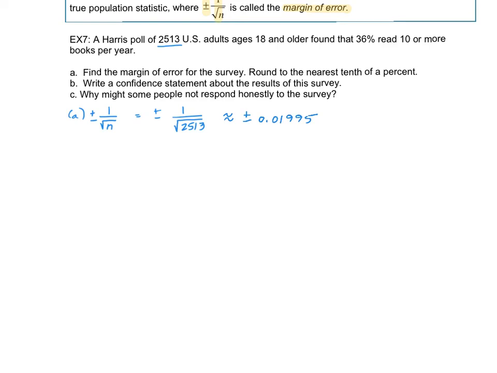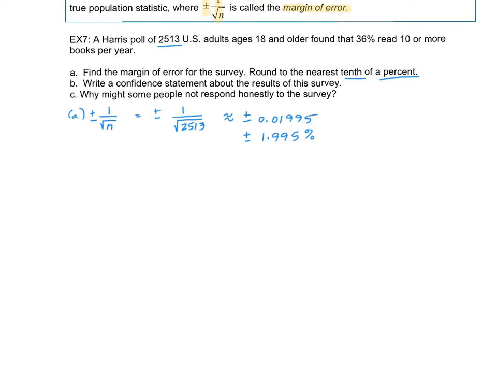And then it says to round to the nearest tenth of a percent. That would be 1 decimal place. Now, the problem is that when we write the margin of error, we always write our margin of error as a percent, because this is the tenth of a percent. But this answer is not a percent, it's still a decimal. So I'm going to have to move my decimal over 2 places to get 1.995. That would be the percent.